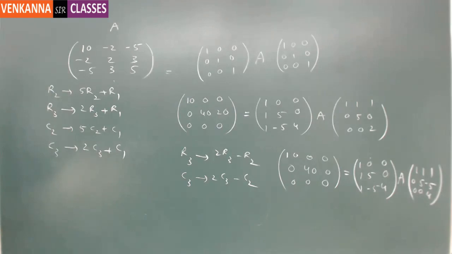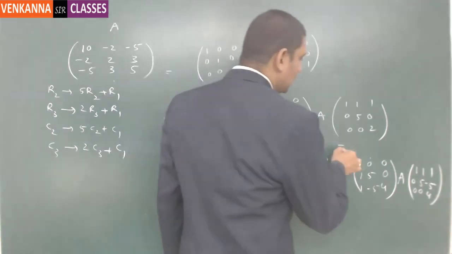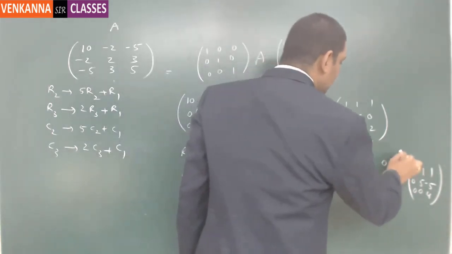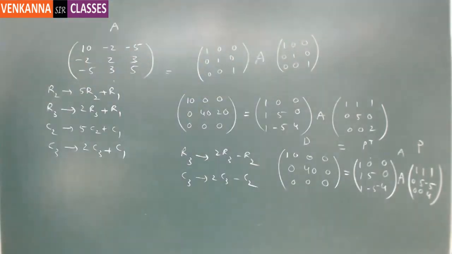So please concentrate on the procedure, what it is described. Applying the operations is at your will. The only thing is, whatever the row operations you are applying, the same corresponding column operations you are applying here. So you have the format as D is equal to P transpose AP. You can check for that.